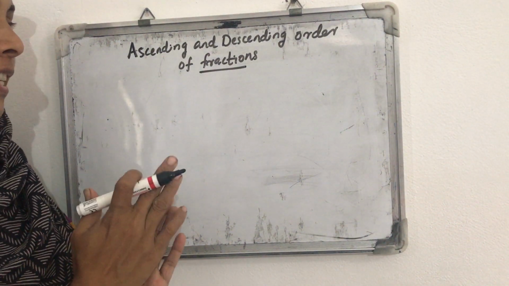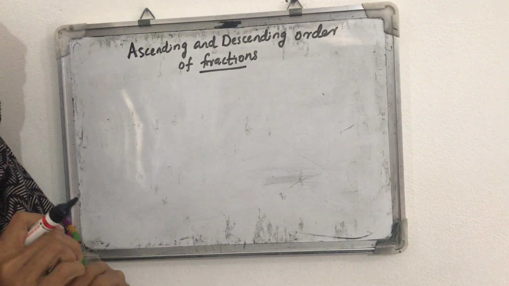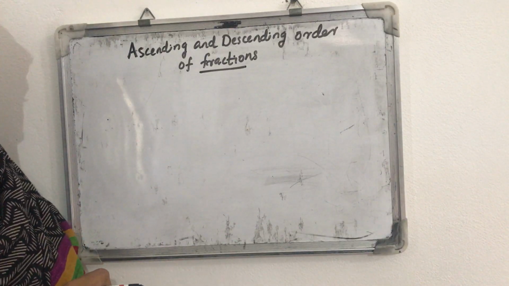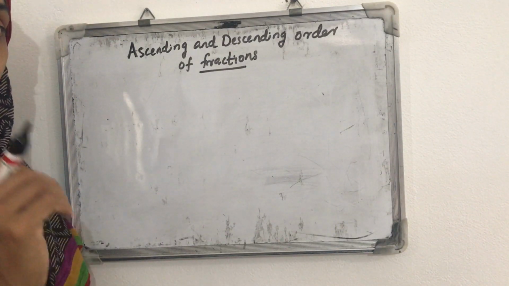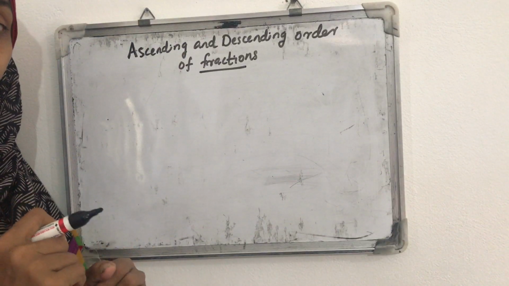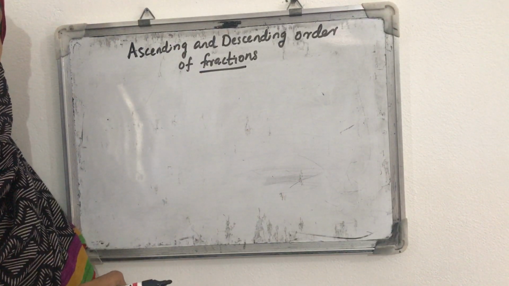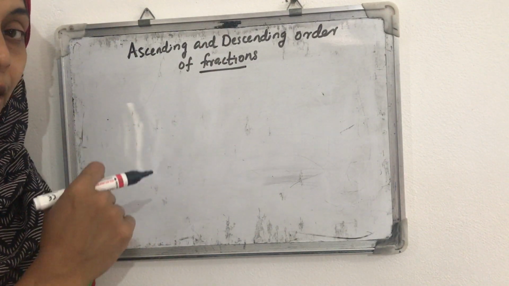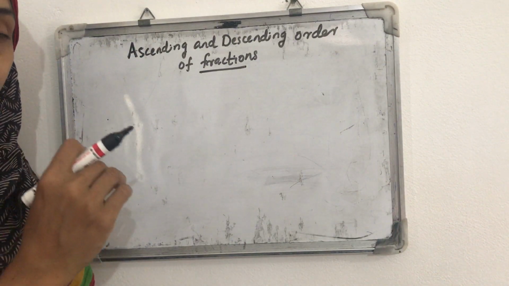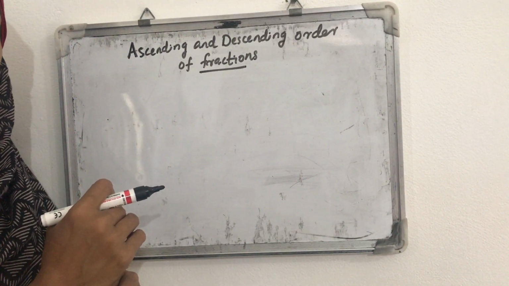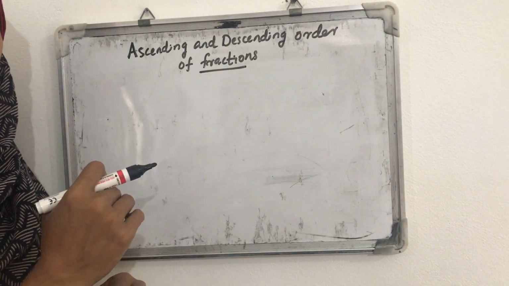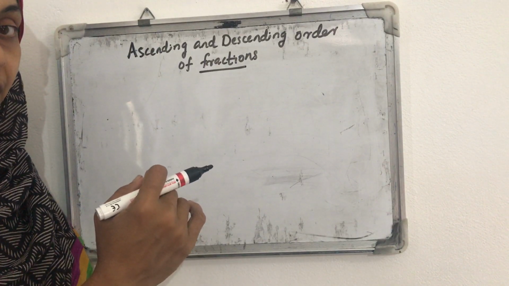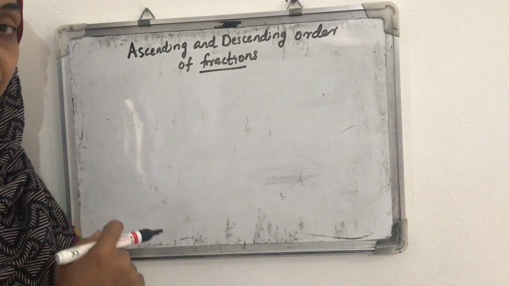So we learned fractions and like fractions, and how to compare two given fractions. What are like fractions? Two or more fractions with the same denominators are called like fractions, and like fractions we can compare by checking their numerators. If the numerator is smaller, then that fraction will be the smaller fraction, and the fraction with the greater numerator will be the greater fraction.